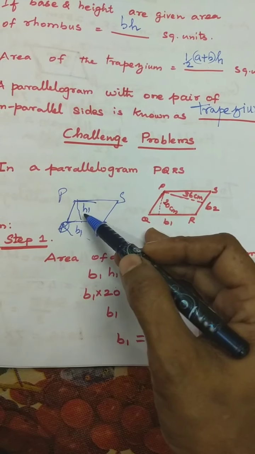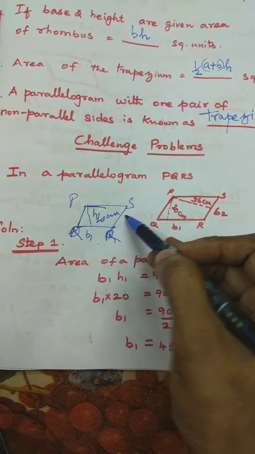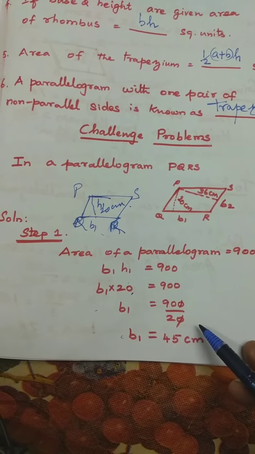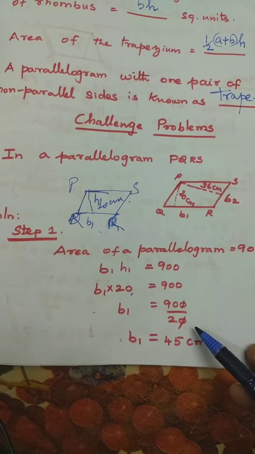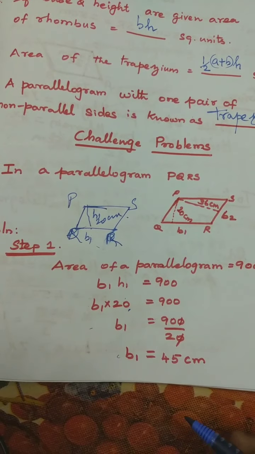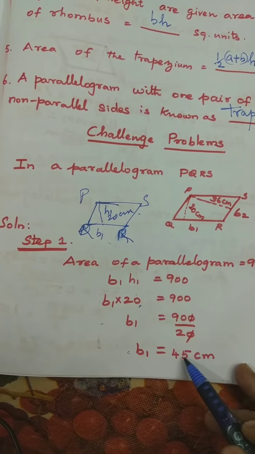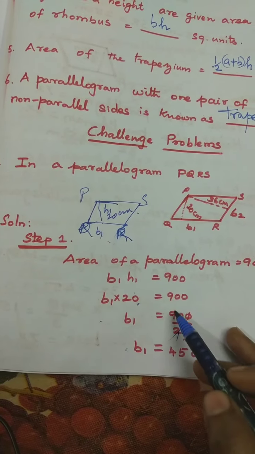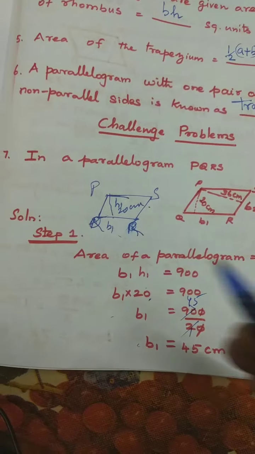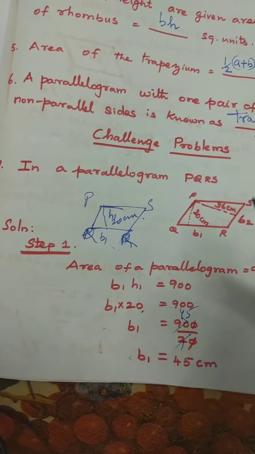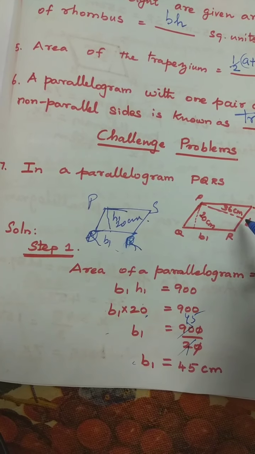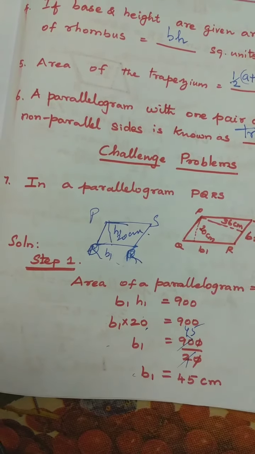So now we know this H1. H1 is 20 centimeter. So 20 substitute here and bring this 20 this side means it will come to the denominator. So B1 is equal to 900 by 20. 0, 0 gets cancelled. Now B1 is equal to 45. 2 fives are 10, 1 times this is 45. So B1 is equal to 45 centimeter we have found. So now we have to find the base 2. From here it is coming the height. So this is the base.